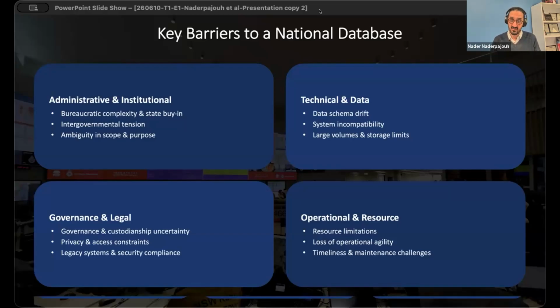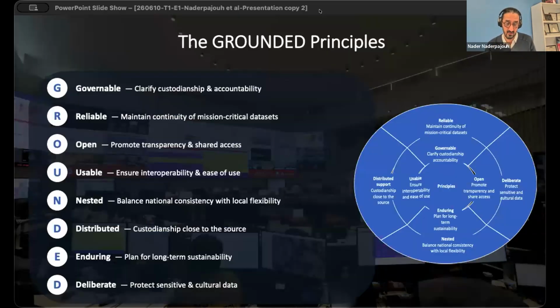So we need to address these barriers before we move towards a national database that can be used across different jurisdictions. And also operational and resources. Obviously, in the agencies we face more and more resource limitations. There would be loss of operational agility if we collect more data towards a certain standard, and how can we address this in a timely way and maintain this database at the national level?